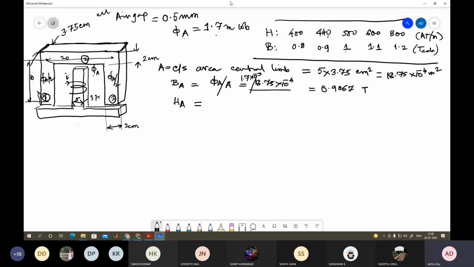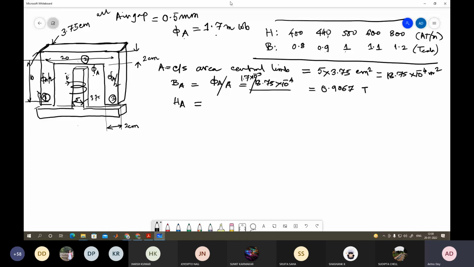Now what we are doing here, we are trying to find out HA for BA equal to 0.9. We are given for 0.9 it is 440, for 1 it is 500. Then we should write it as 440 by the method of interpolation: 500 minus 440 divided by 1 minus 0.9 into 0.9067 minus 0.9. That is the method of interpolation. So we are taking the slope, and whatever delta change from 0.9 we have calculated, that into slope will give you the total.